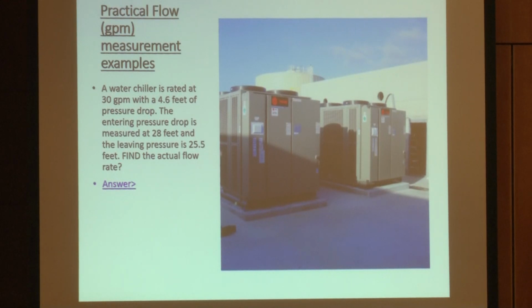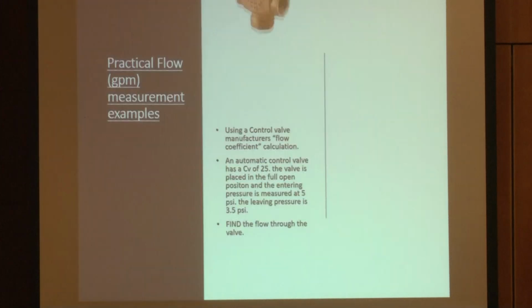As we told you in the air side, we use a lot of the same equations on the water side. So here is an example. If we have a chiller that's rated at 30 GPM at 4.6 of pressure drop, the entering pressure is measured at 28 feet and the leaving pressure is 25.5. Find that actual flow rate, and again, you use your formulas in order to do that, GPM and then the pressures, and you come up with 22 GPM. Just another example of how we use the formulas.